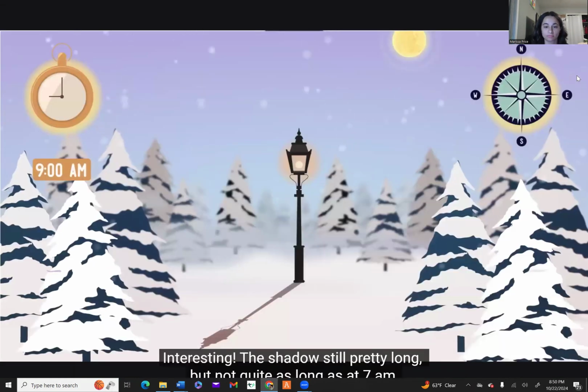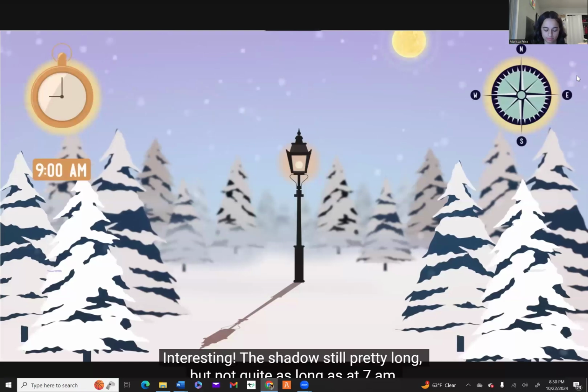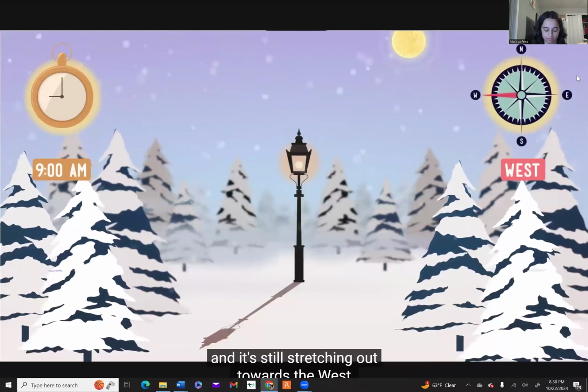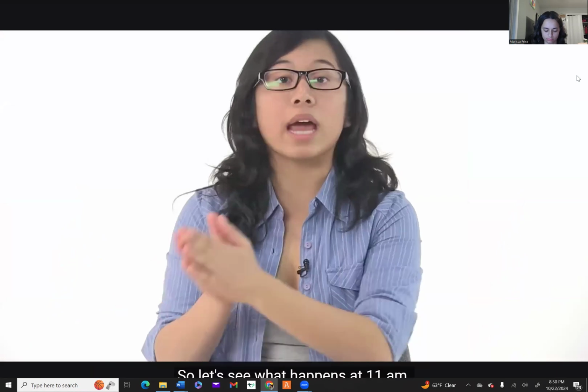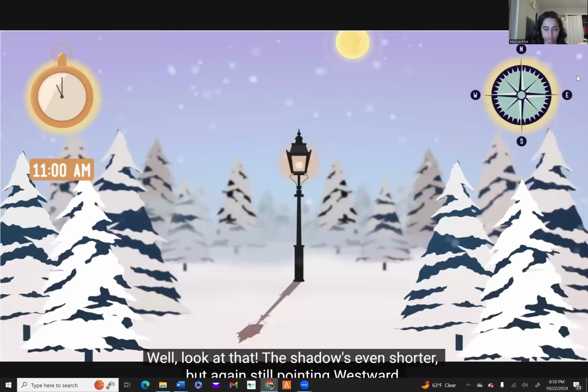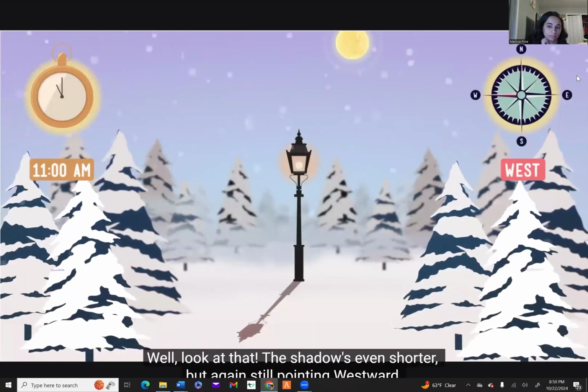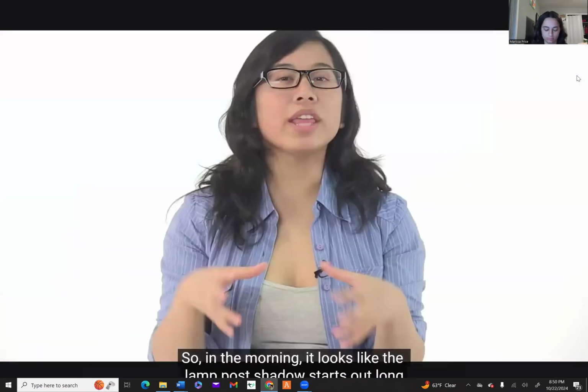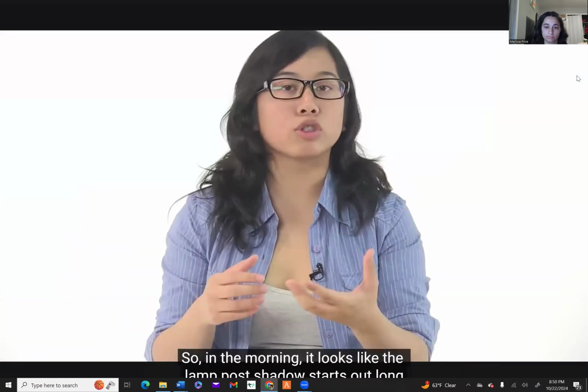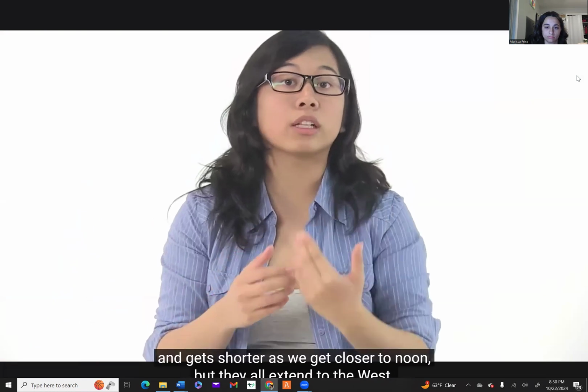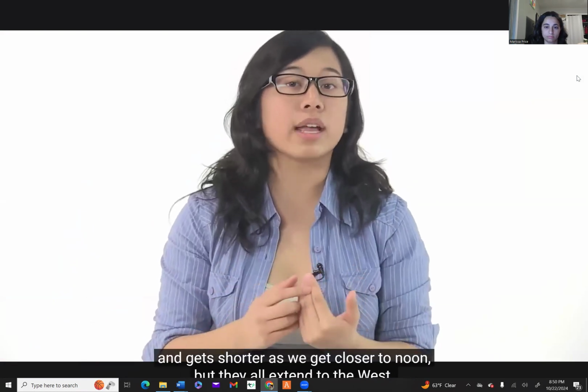Interesting. The shadow's still pretty long, but not quite as long as at 7 a.m. And it's still stretching out towards the west. So let's see what happens at 11 a.m. Well, look at that. The shadow's even shorter, but again, still pointing westward. So in the morning, it looks like the lamppost shadow starts out long and gets shorter as we get closer to noon. But they all extend to the west.